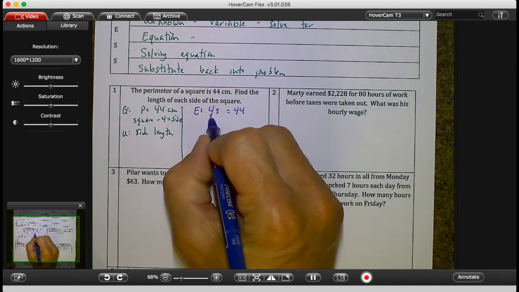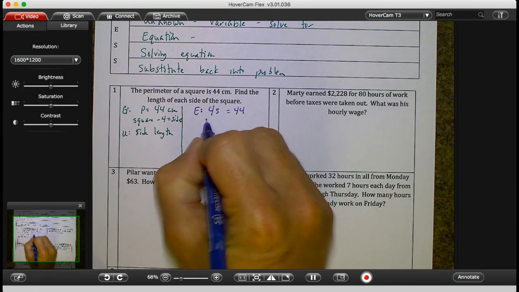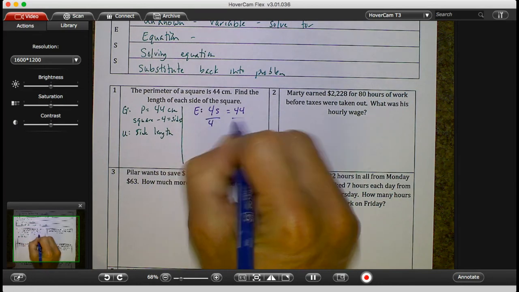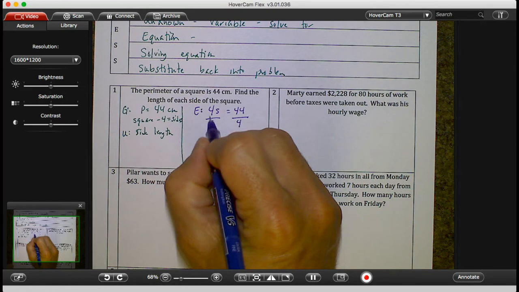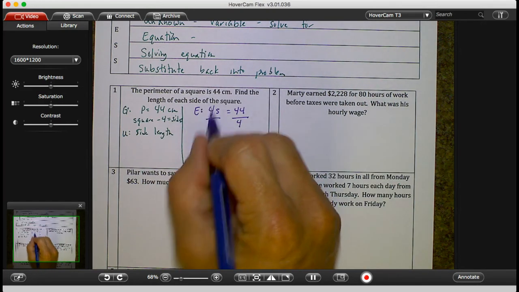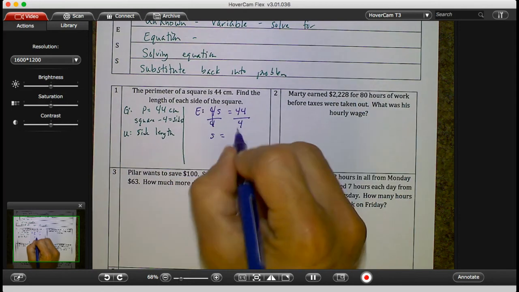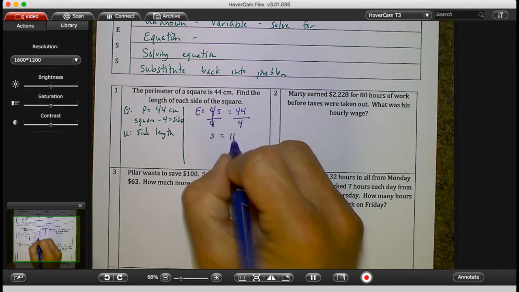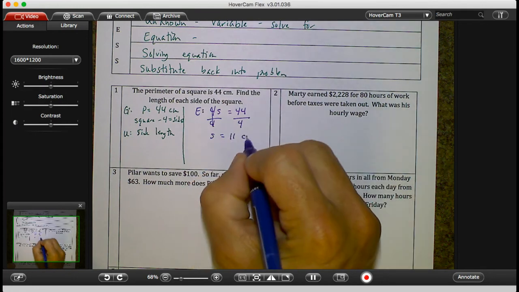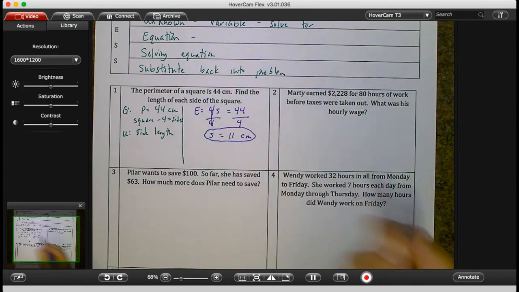When we're multiplying 4 times the side, the inverse operation of multiplying is dividing. So I need to divide by what I'm multiplying. Since I'm multiplying 4 times the side, I'm going to divide by 4. 4 divided by 4 gives us 1. These cancel out, and you get 1 side is equal to 44 divided by 4 would be 11. So 11 centimeters. So our solution here is each side is 11 centimeters.